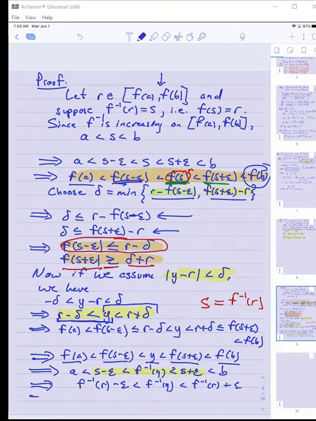Now, if we simply subtract f inverse of r, we're going to get minus epsilon is less than f inverse of y minus f inverse of r, which will be less than epsilon. But that's the same thing as saying the absolute value of f inverse of y minus f inverse of r is less than epsilon, which is what we are trying to show.